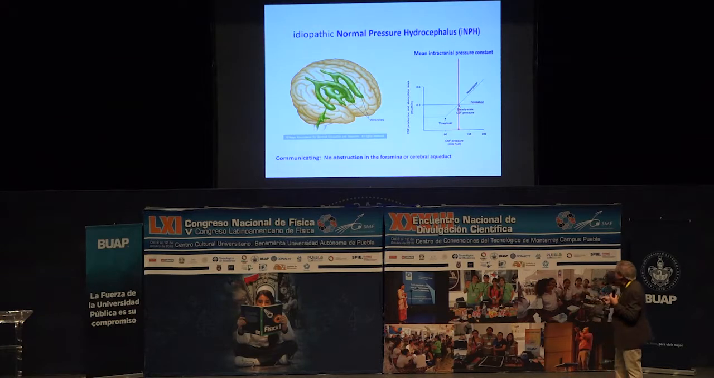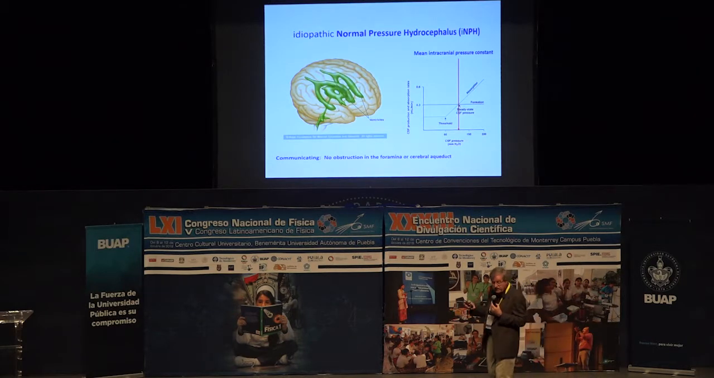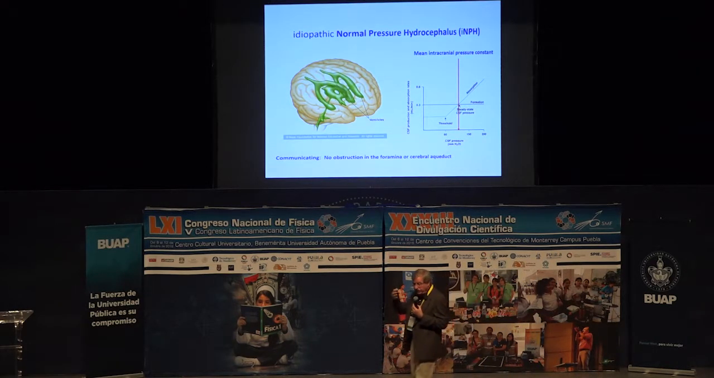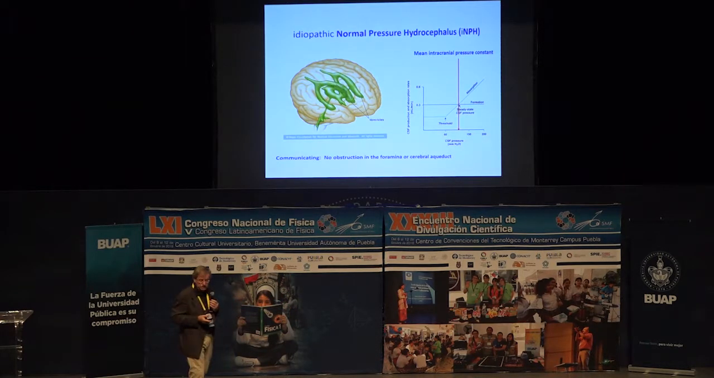This condition, remember, is called communicating because there's no obstruction in the foramina or in the aqueduct of Sylvius. And the production is equal to absorption. So that's the question: how can this develop when the amount of fluid that is being produced is approximately equal to the amount of fluid that is being absorbed, right? And there's seemingly no obstruction in any of these canals. And that's the question that we have been working on.